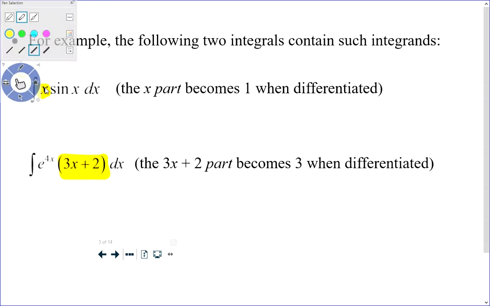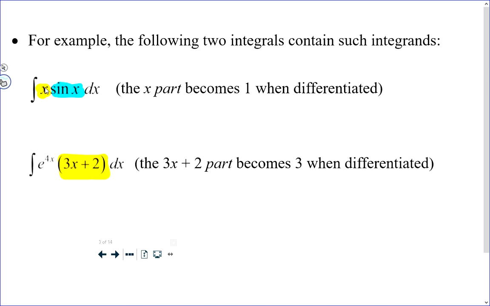And I want to highlight something else that I hope will be helpful for you. The integral of x sine x has two factors in the integrand, x and sine x. The integral e to the 4x multiplied by 3x plus 2 has two factors in the integrand, e to the 4x and 3x plus 2. And there will always be two factors when you're using integration by parts. The factor that I've highlighted in yellow is the factor or part that gets simpler when you differentiate it.